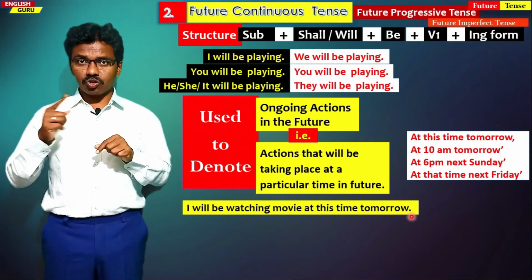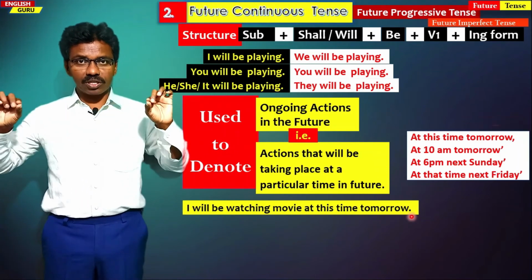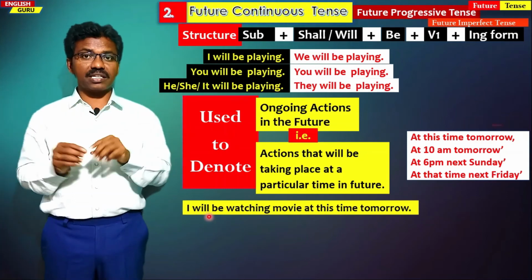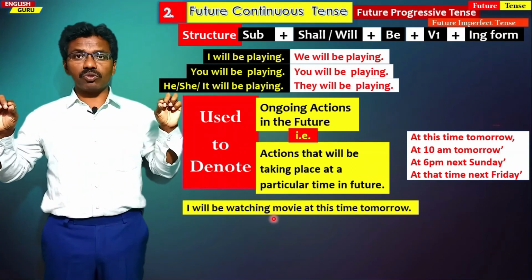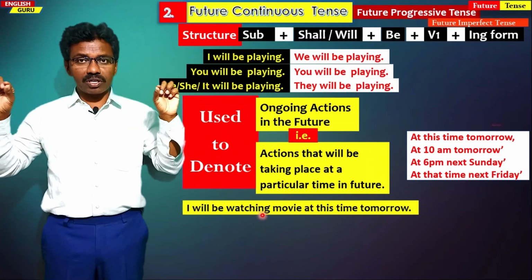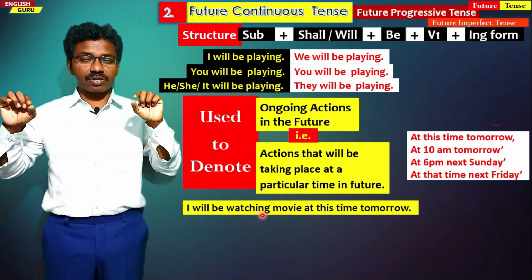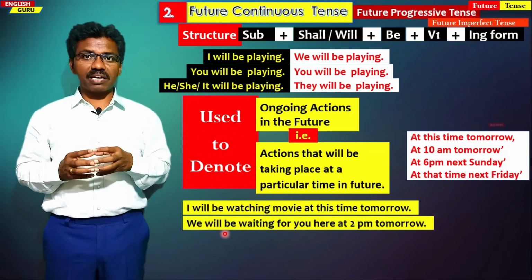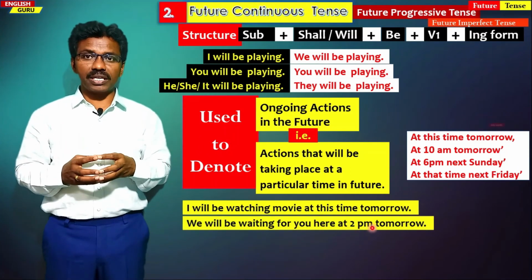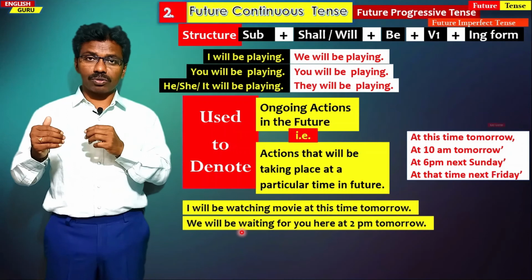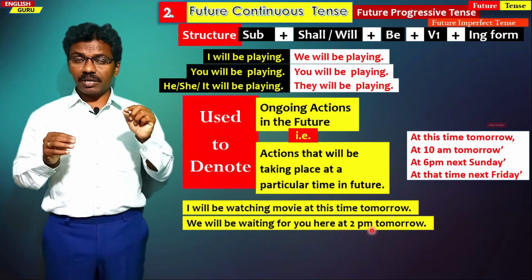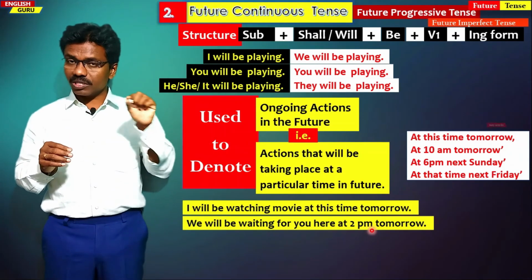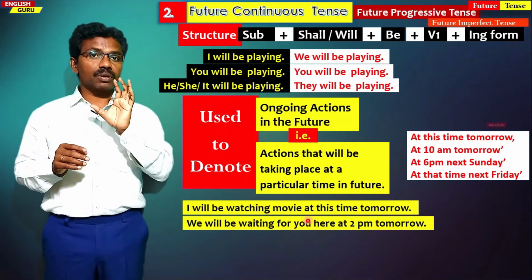So at this time tomorrow you will be doing some work, that is watching a movie. That's the reason I will be watching a movie. You will be doing that particular work at this time tomorrow. That is fixed, so it is used in future continuous tense. In a similar manner, we will be waiting for you here at 2 p.m. tomorrow. So at 2 p.m. tomorrow we will be waiting. So we will be doing this particular activity of waiting.